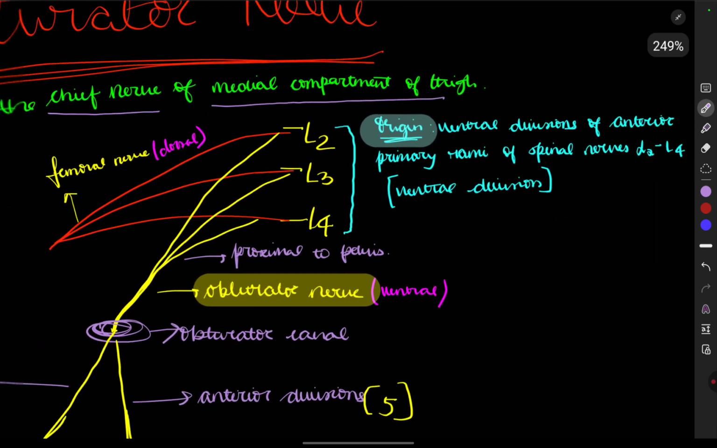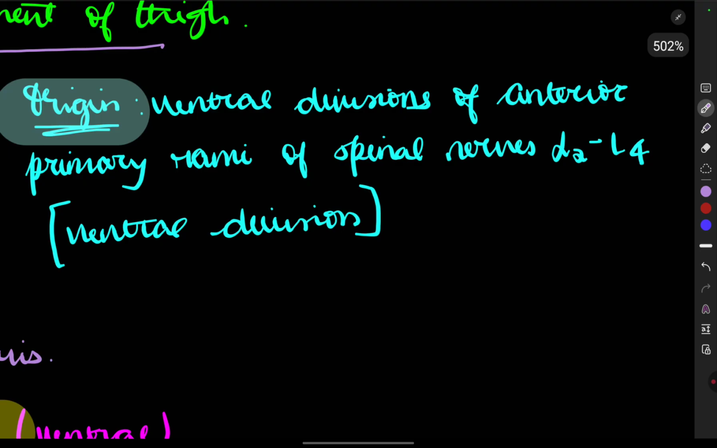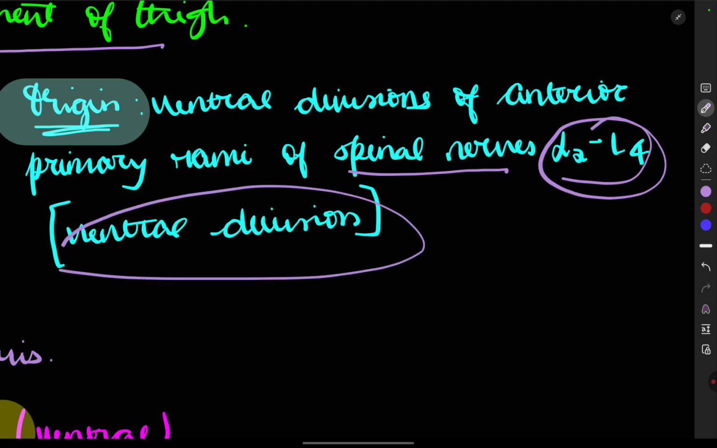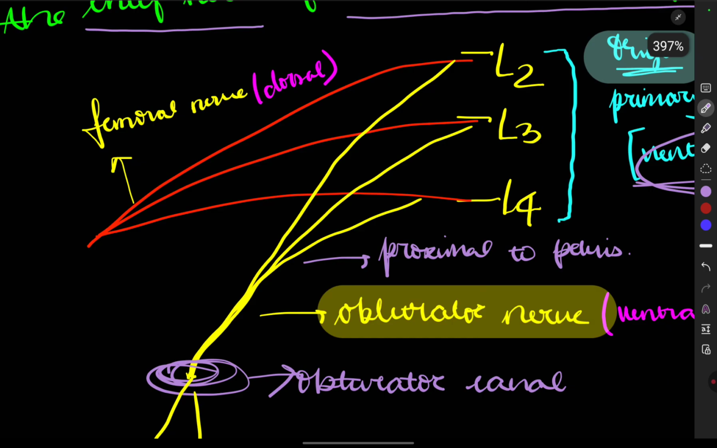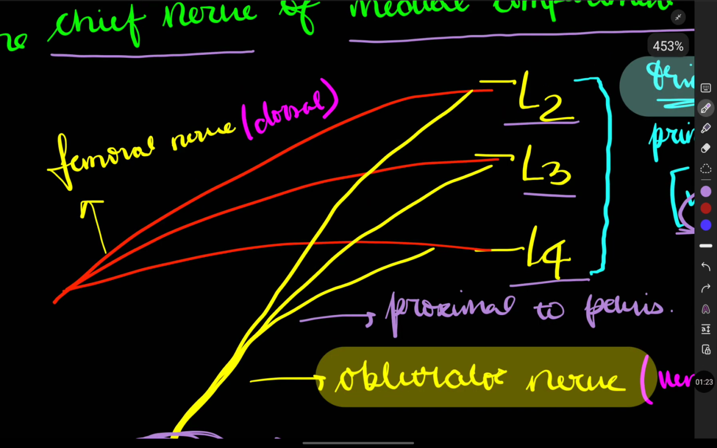So its origin is from the ventral divisions of the anterior primary rami of spinal nerves L2 to L4, or the anterior divisions. We will see that in the diagram now. So it is originating from L2, L3 and L4.